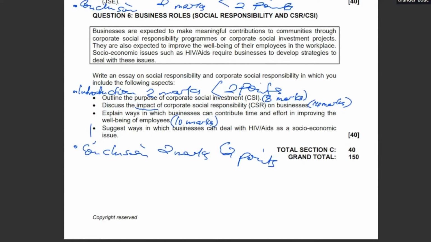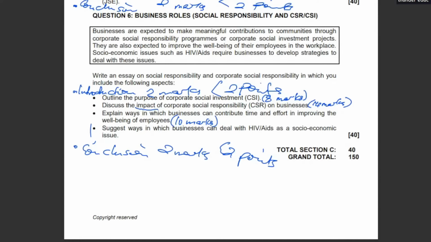So now, the fifth point, it does establish coaching and mentoring programs for junior employees. Okay, right. So now we are moving on to the last bullet that comprises the body. On this last bullet, the question reads: suggest ways in which businesses can deal with HIV or AIDS as a socio-economic issue.